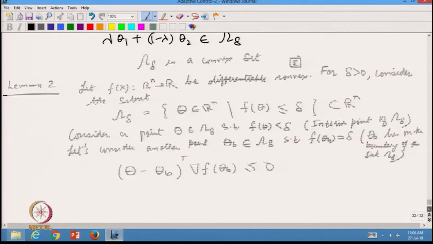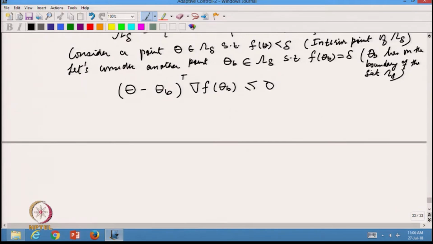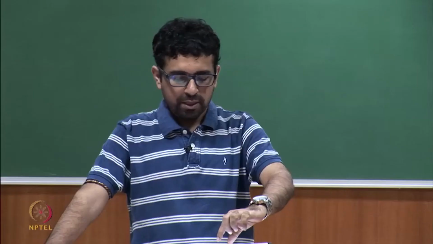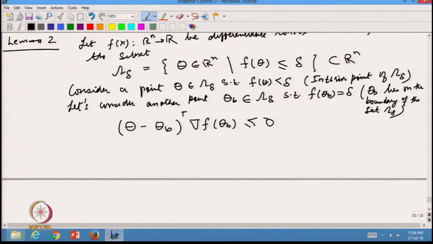Okay. So, remember theta and theta b are elements in R n. So, it is a vector, and that is why we use this transpose, and the gradient of f is basically the partial derivative of f with respect to theta evaluated at theta b. So, this is very similar to a dot product. If you look at this carefully, it is basically a dot product of two vectors, theta minus theta b and the gradient of f evaluated at theta b, and we say that the dot product is less than or equal to 0.